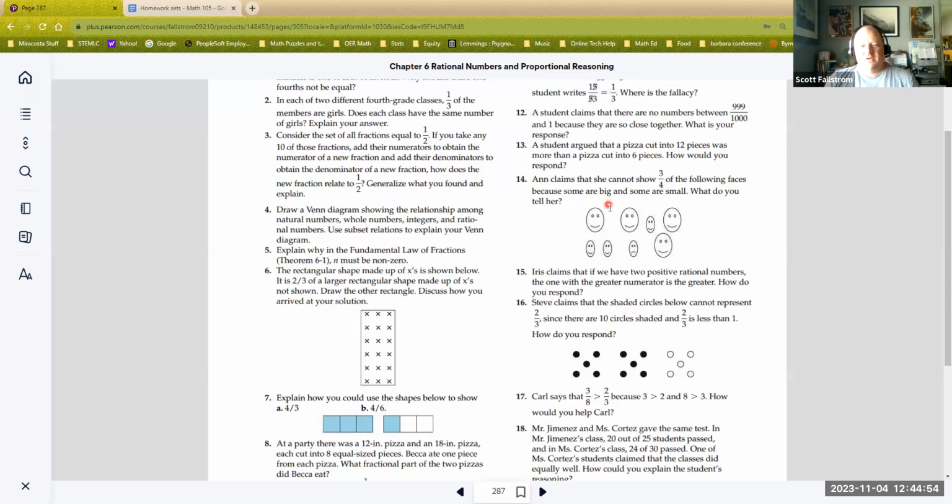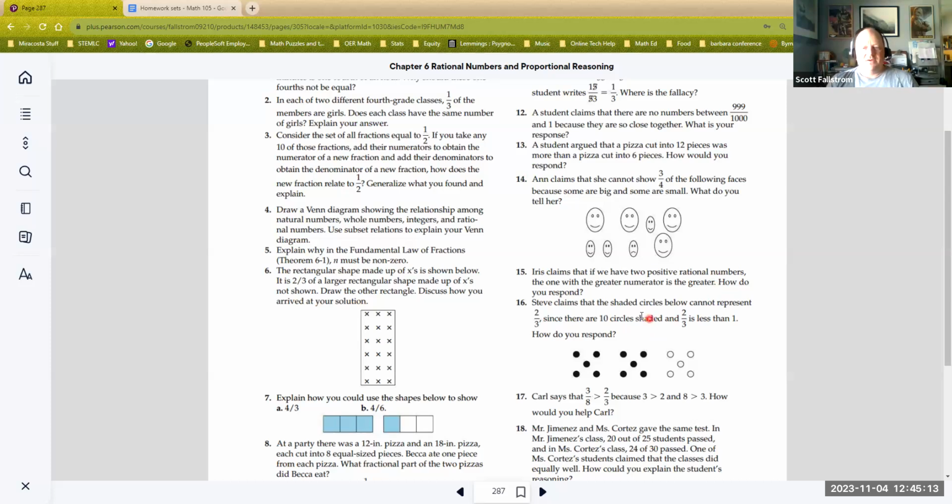Okay. What else do we have? Two positive numbers. One is greater numerator. The one with the greater numerator is greater. So they're trying to come up with their own rule that might be quicker than the things that you might have talked about. Love it.